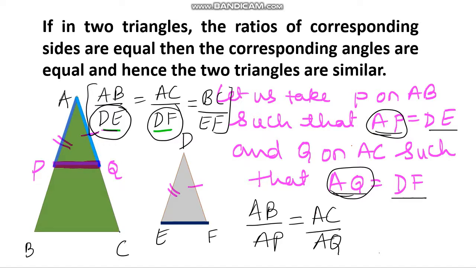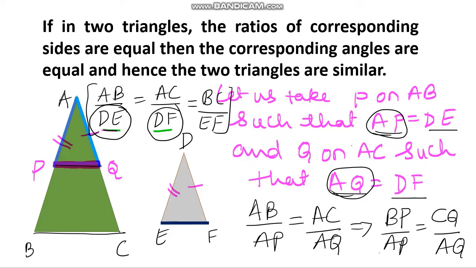And if you subtract 1 from both the ratios, you'll come to know that it will become BP by AP equal to CQ by AQ. So BP by AP equal to CQ by AQ means what? It means BC parallel PQ by converse of basic proportionality theorem.